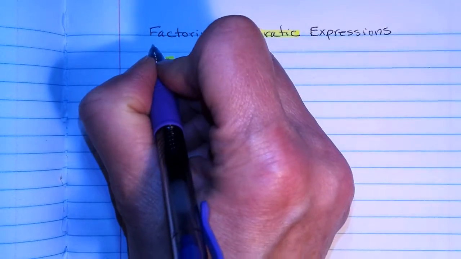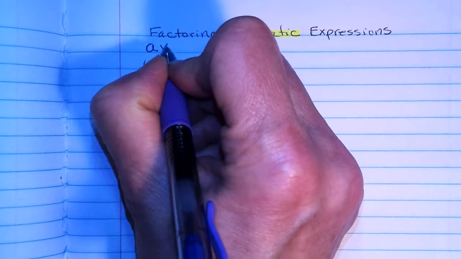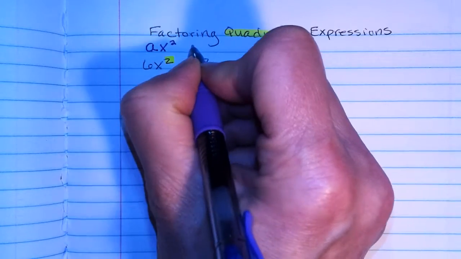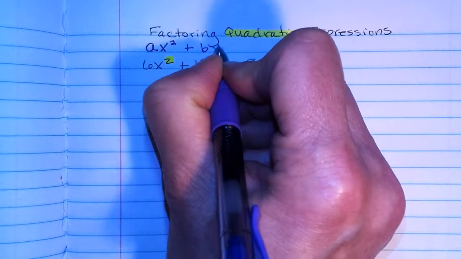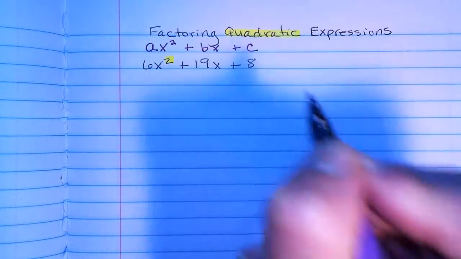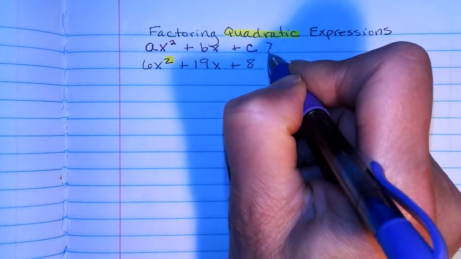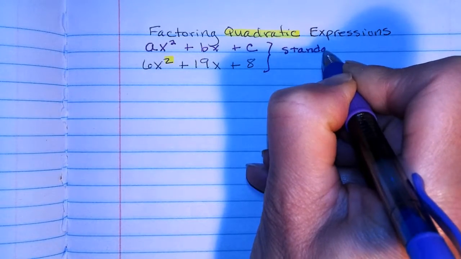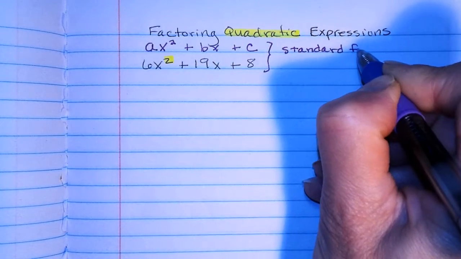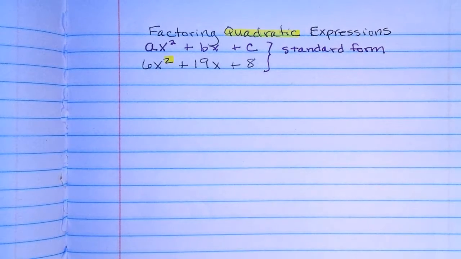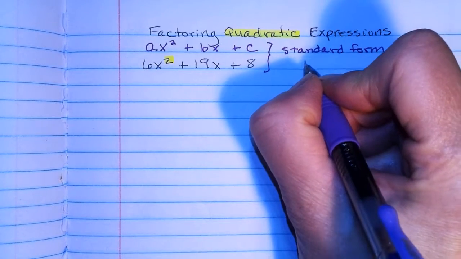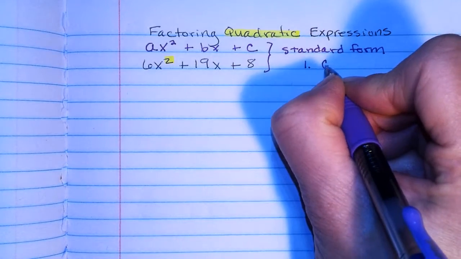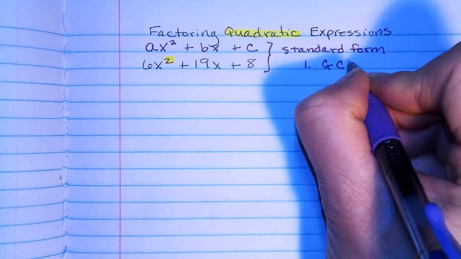So how do I know it's in standard form? Because standard form is ax squared plus bx plus c. So this here is standard form. If it's not in standard form, I have to put it in standard form. So the first thing I'm going to look for in factoring is the greatest common factor.